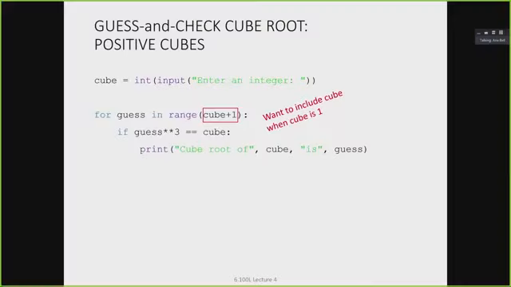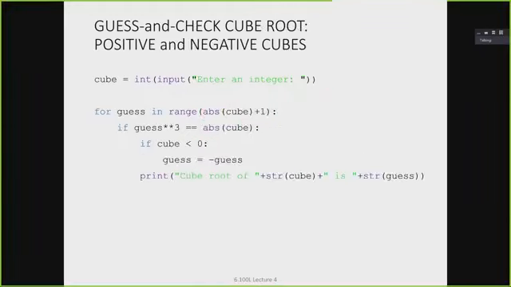Okay, and then inside the for loop, we just have if guess cubed is equal to cube, then we have found our perfect cube. Okay? If we have negative numbers with cubes, it's just adding a little bit of extra code, but it's not as weird as with the square root, right? Because the cube root of a negative number is just the cube root of that positive version of that number with a negative sign in front of it.